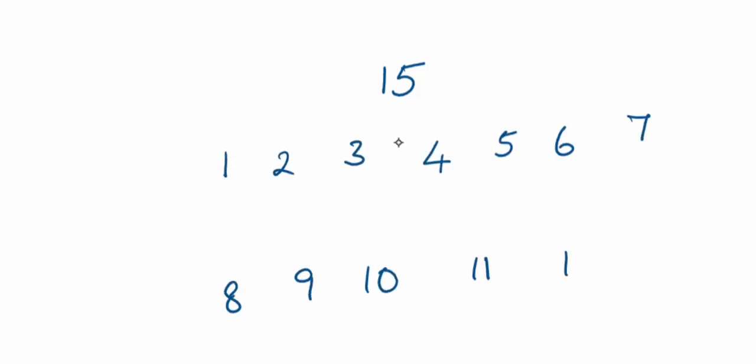Let's take an example. Say we have 15. We want to find out the sum of all the alternate odd numbers between 1 and 15. So the numbers between 1 and 15 would be, so these are all the numbers between 1 and 15. And in that, we have to find out the odd numbers, right? So odd number.